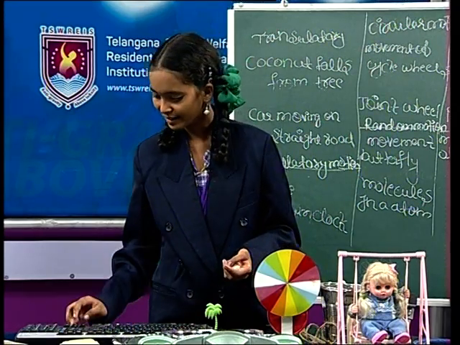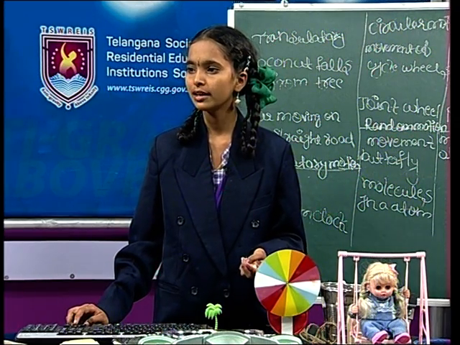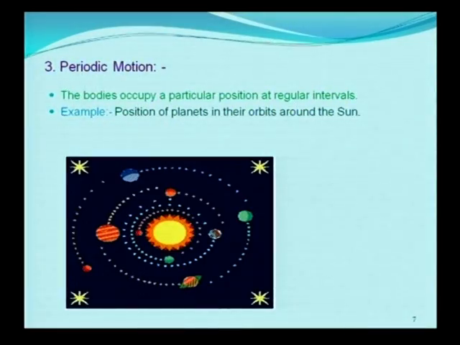Very good, friends. Next, we are going to learn the next type of motion, periodic motion. The periodic motion means a body occupies a particular position at regular intervals. Example: the position of planets in their orbits around the sun. Here we can see the sun is the center of all planets, and they are moving in particular orbits. For example, we take the earth. Earth has a particular orbit, and in that orbit the earth is moving. So it occupies a particular position at regular intervals, and this is known as periodic motion.